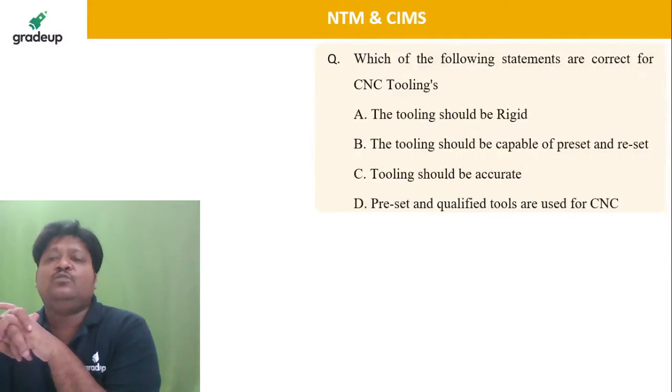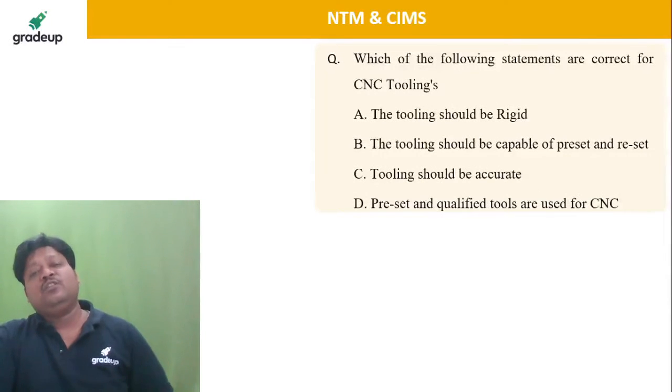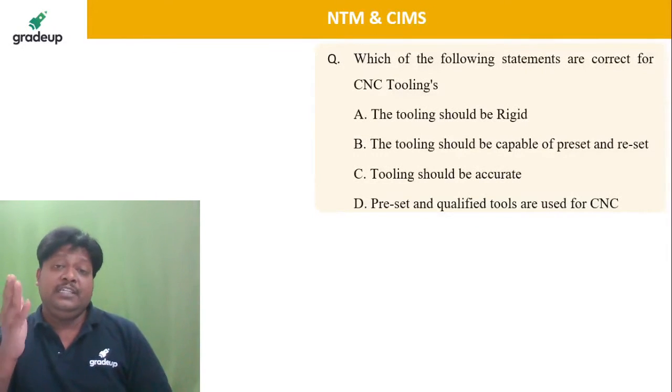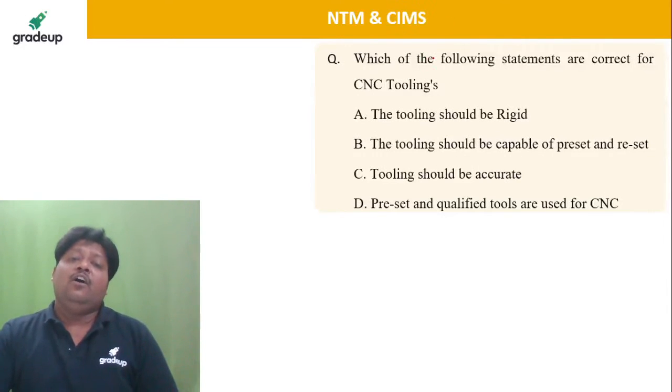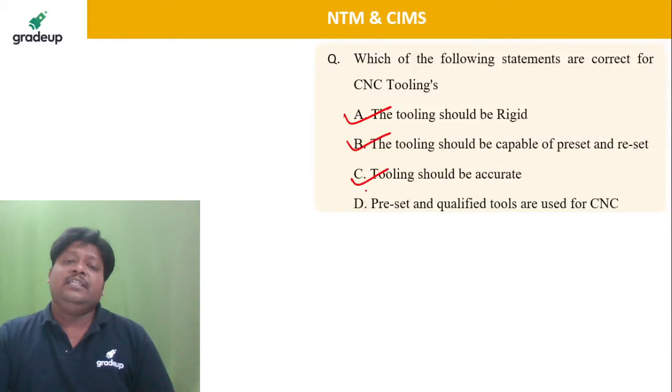Preset and qualified tools are used for the CNC. Yes, this is also correct. Preset and qualified tools. Right now there is no time to discuss, but in the CIMS I will definitely go into details about the tooling for the CNC. So all the statements are very correct. All the statements A, B, C, D. Okay, Ahmedabad, Bombay, Chennai, Delhi, all are correct.